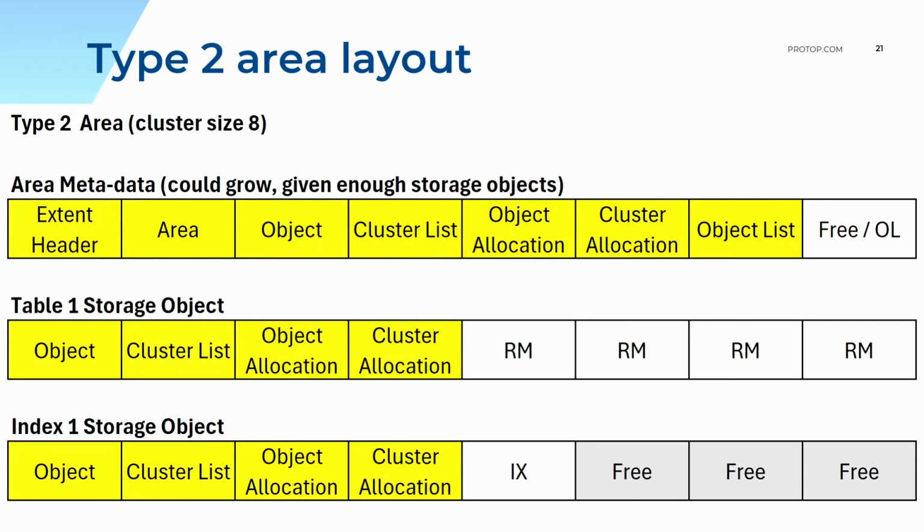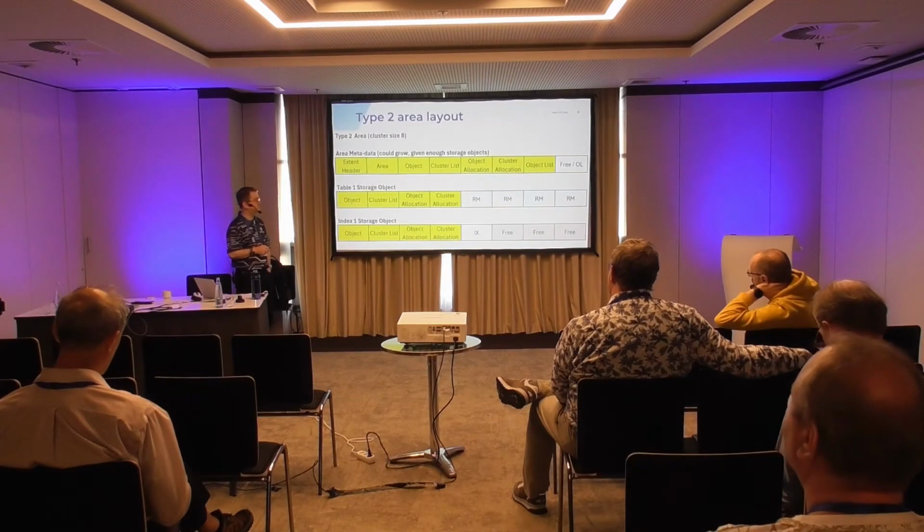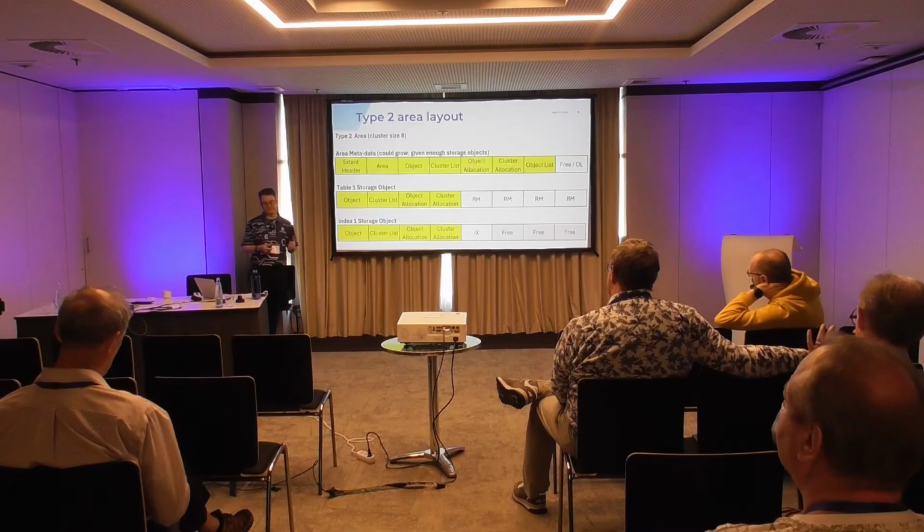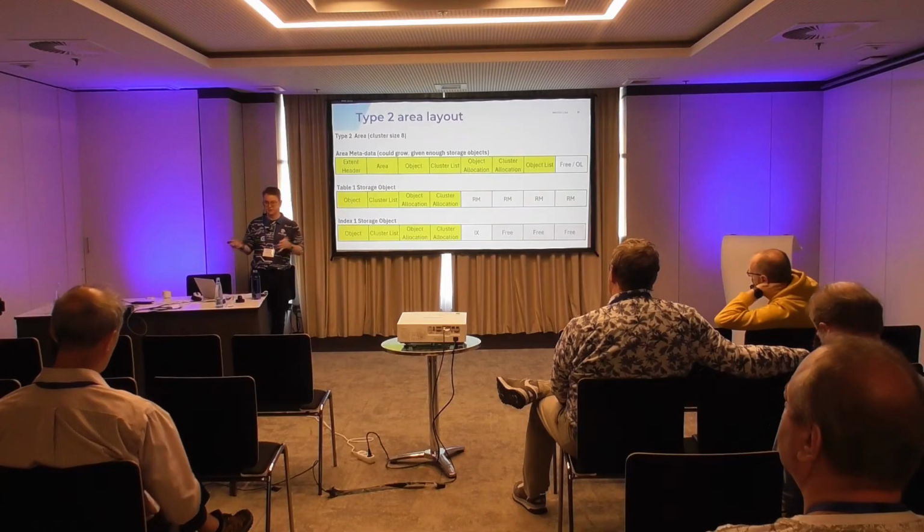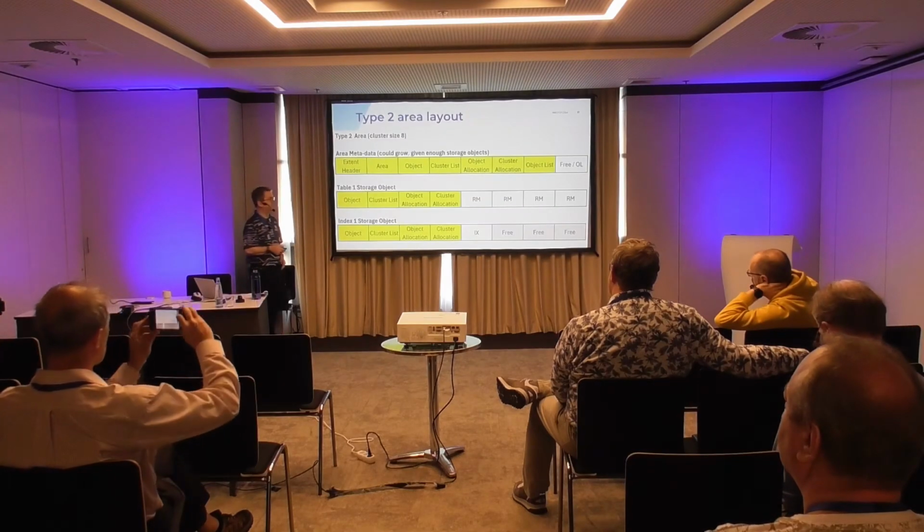So the first cluster of blocks in every type 2 area is reserved for area metadata, so there's no application data in it. So it begins like a type 1 area. So we've got an extent header block, area block, object block. Then we've got these 4 type 2 specific block types: cluster list block, object allocation, cluster allocation, then an object list block, which is sort of a dictionary of the storage objects in the block, and then a free block.